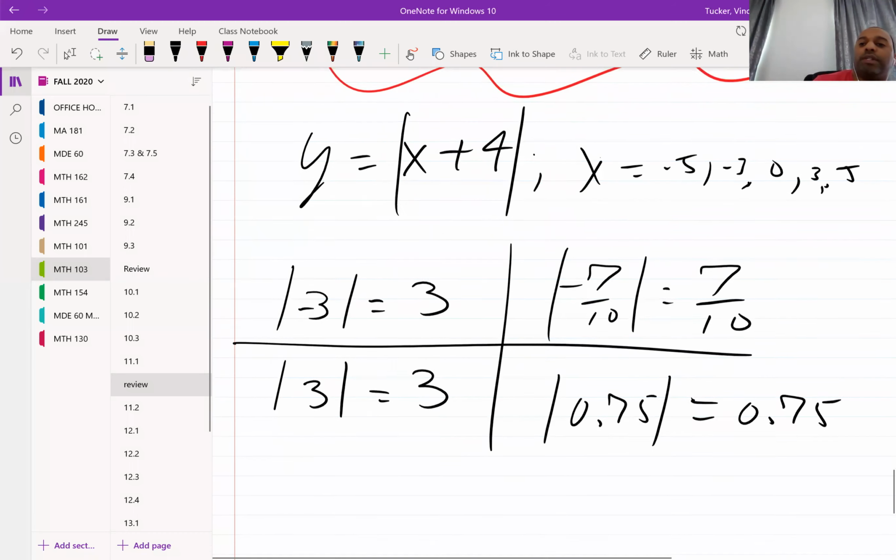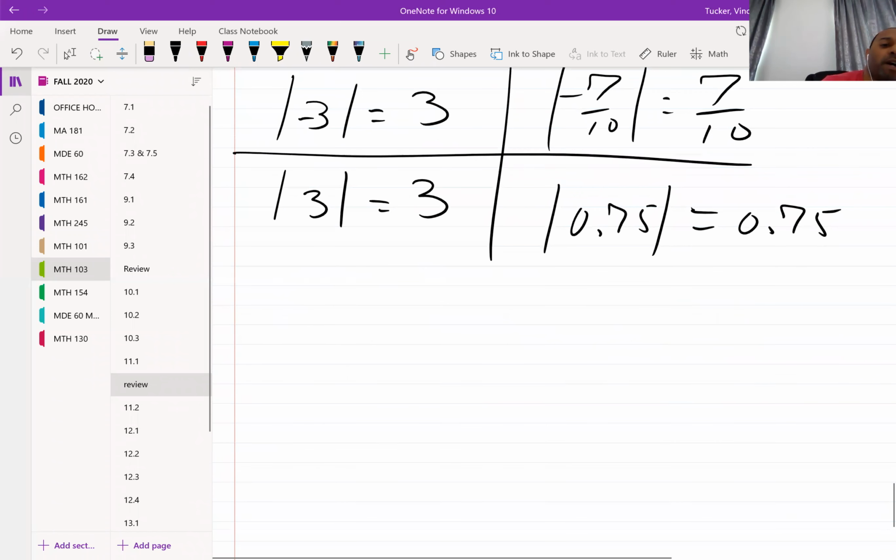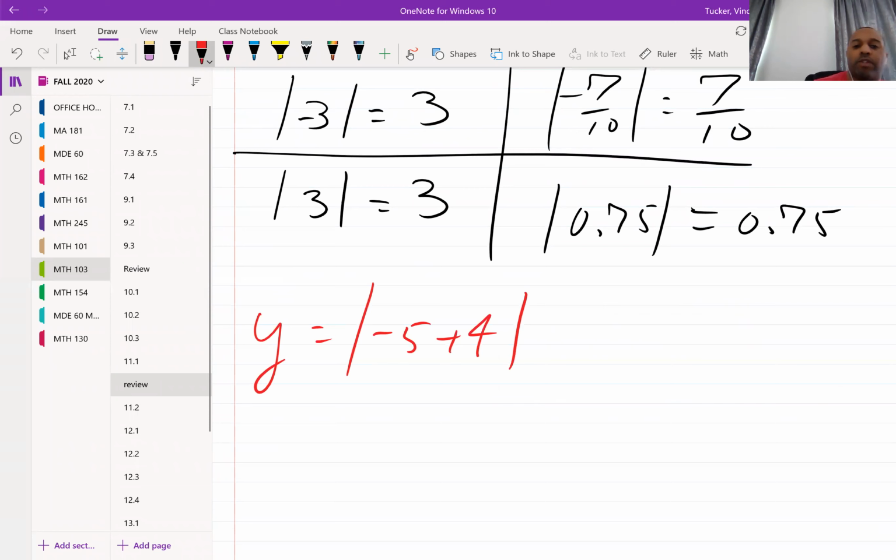So what we're going to do is they give us these 5 values: -5, -3, 0, +3, and +5. So we're going to plug those in for x and find the corresponding y value. So you have -5 plus 4 inside the absolute value. So that'll be -1. Absolute value of -1 is +1. So when x is -5, y is +1.